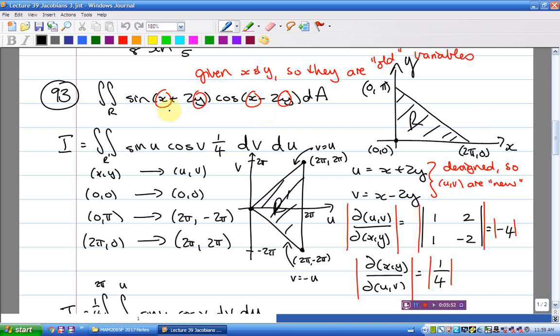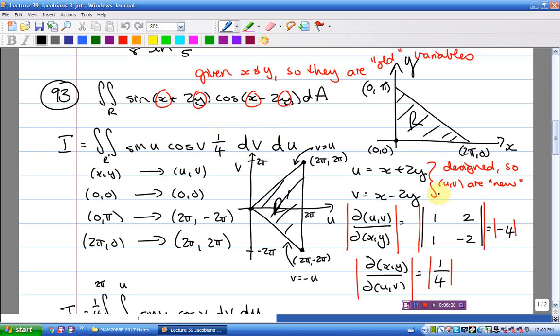So what I did, a substitution. I'm basically carrying out the transformation u equals x plus 2y and v equals x minus 2y, and that way this x plus 2y turns into u, and this x minus 2y turns into v, and now my integrand is very much simplified. My dA is going to be dv du and the Jacobian.